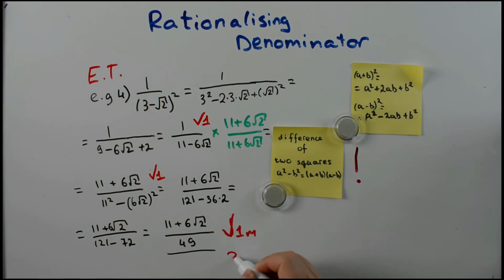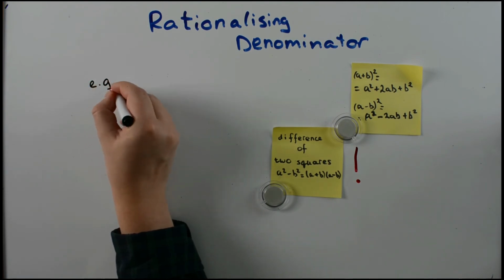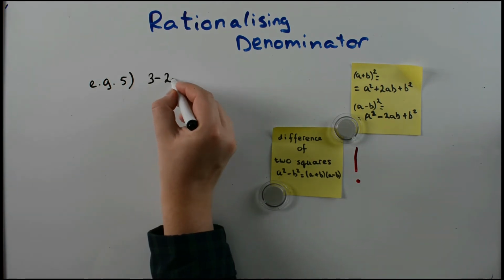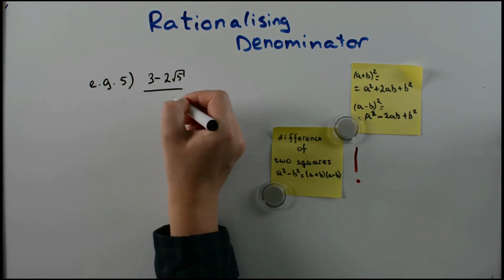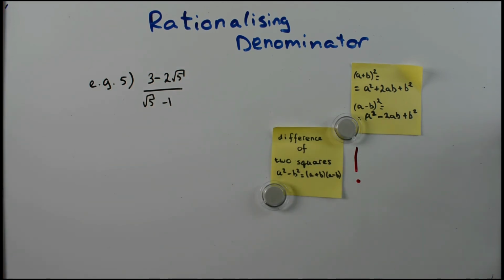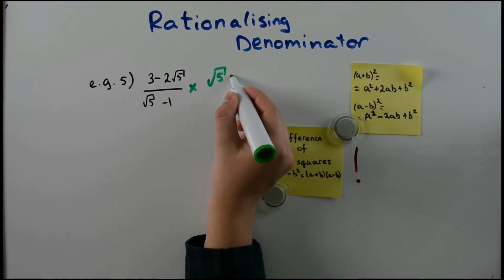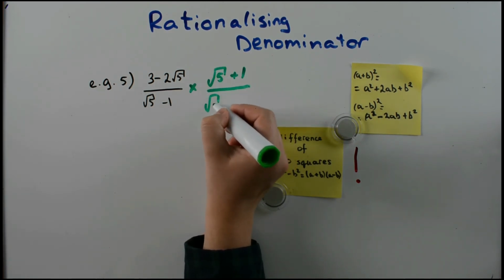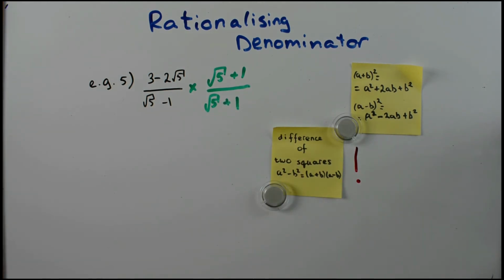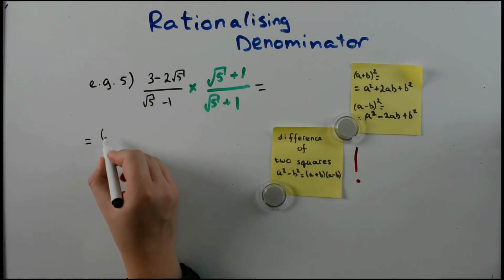Our final example, example number 5, is going to be 3 minus 2 root 5 over square root of 5 minus 1. Okay, so remember we are rationalizing the denominator, so it's the denominator that we need to times it, and replace the sign by a positive sign. So we're going to times the whole fraction by square root of 5 plus 1 over square root of 5 plus 1. And then the top of the fraction, I'm just going to write it as 2 brackets at this point.